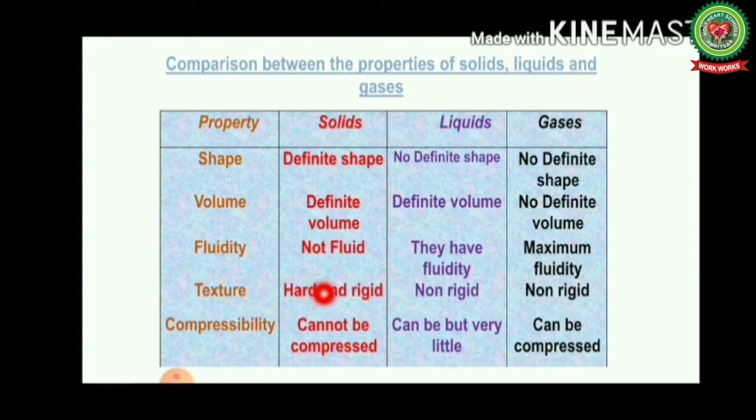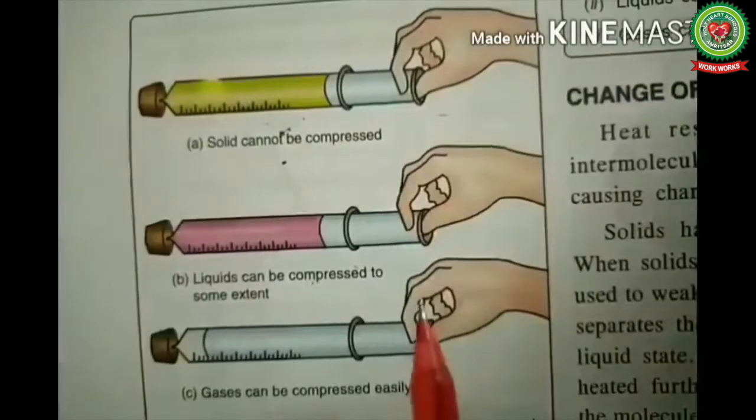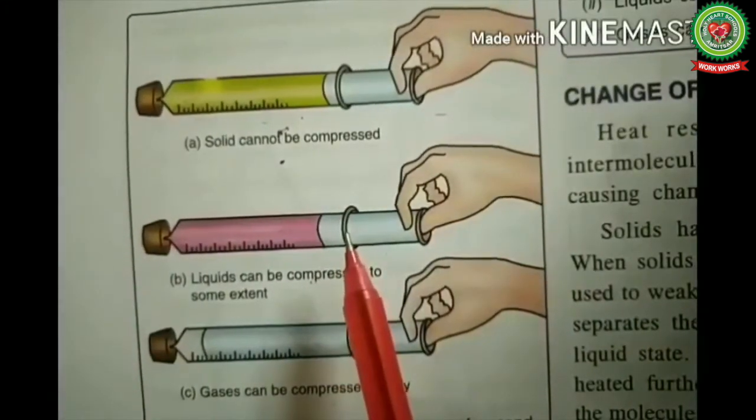Texture. Solids are hard and rigid. Liquids are non-rigid. Gases are non-rigid. Compressibility. Pay attention to this picture to understand compressibility.